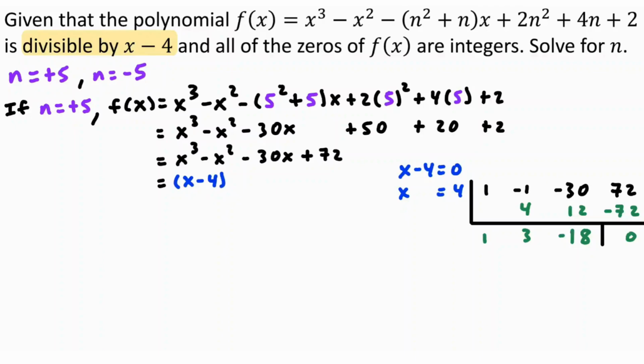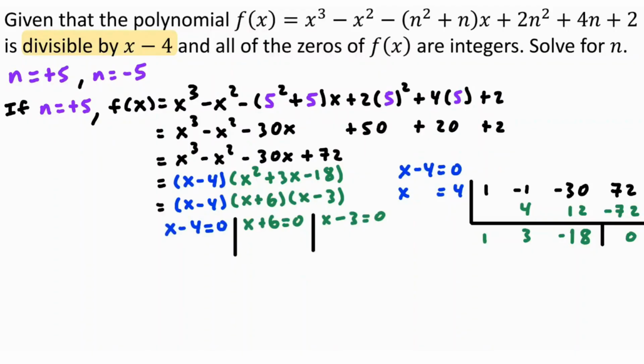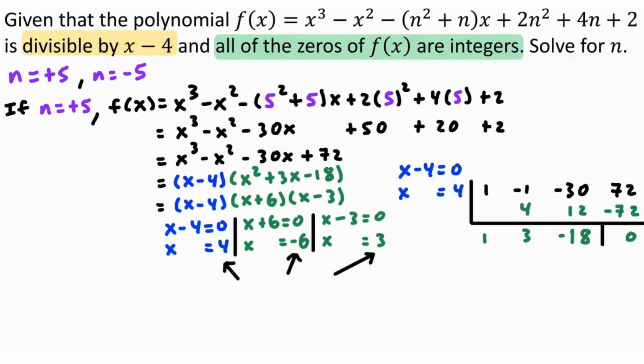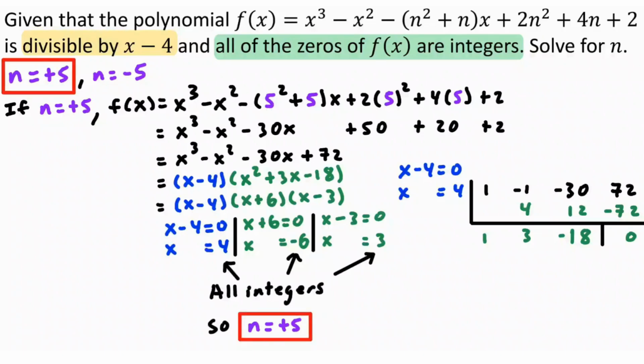As for the 1, 3, negative 18, that means that we will have the factors 1x squared plus 3x minus 18. And that can be factored down to x plus 6 and x minus 3. Now we use the zero product property to set each of these equal to 0, and solve each of them. We get x equals 4, x equals negative 6, and x equals positive 3. And we want to check to make sure that all the zeros of f of x are integers, and indeed these are all integers. Therefore, n is equal to positive 5 as one of our solutions.